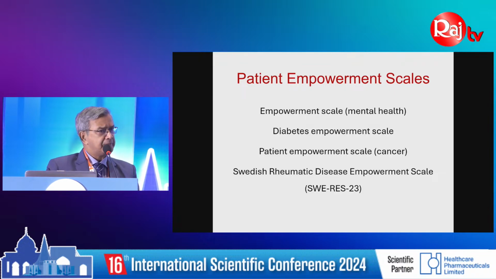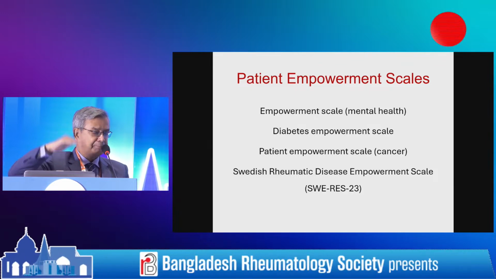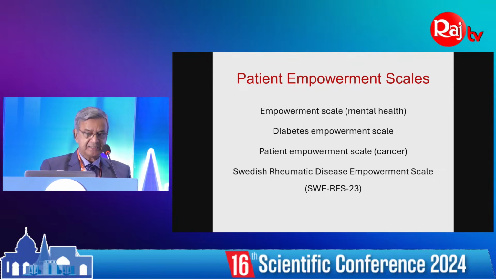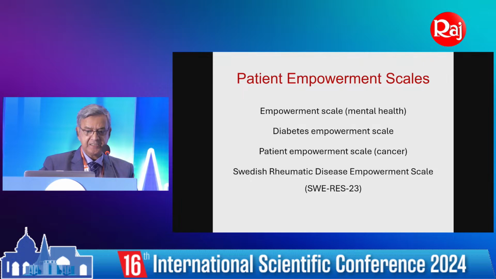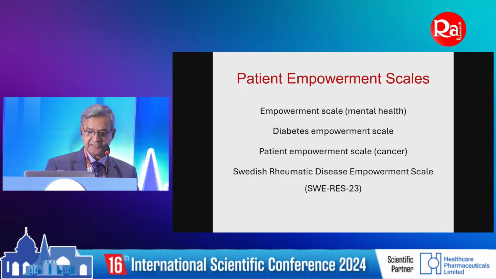And there are several patient empowerment scales. The level of empowerment that the patient has achieved can be measured. One is the empowerment scale for mental health, the diabetes empowerment scale, the patient empowerment scale for cancer, and the Swedish rheumatic disease empowerment scale for arthritis.